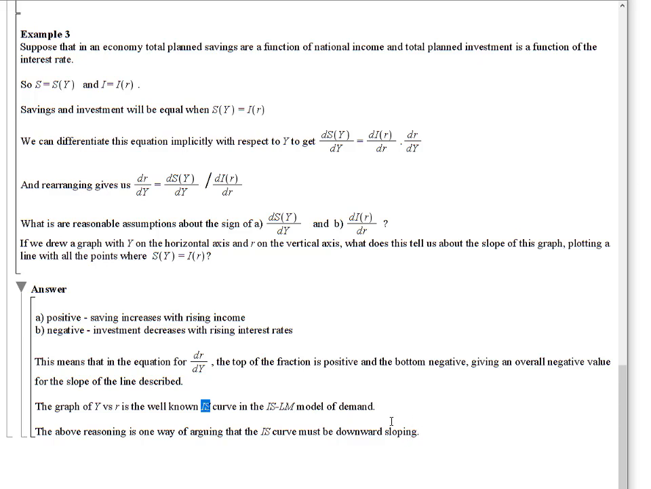Now, that's the IS line. Even without knowing this model, you probably realise there must be an LM line as well. So the exercises ask you to go through the same kind of reasoning to show which way the LM line should be going. What's the gradient of the LM line using the same technique?